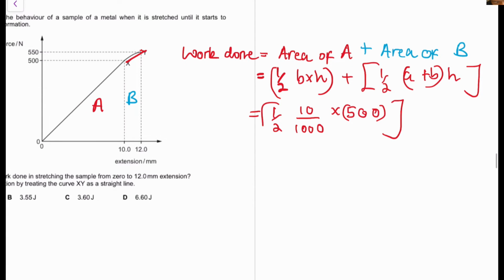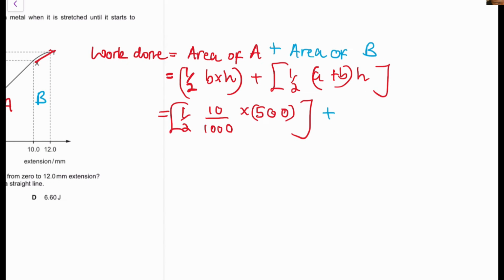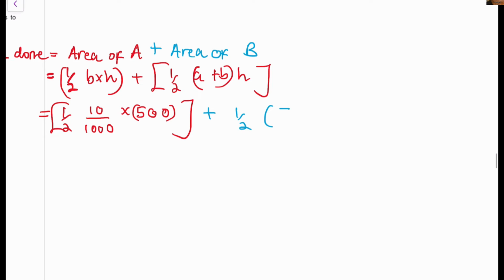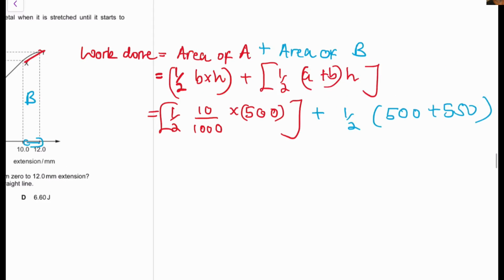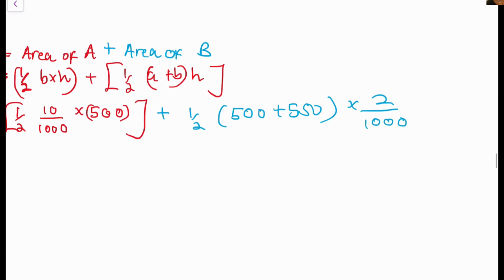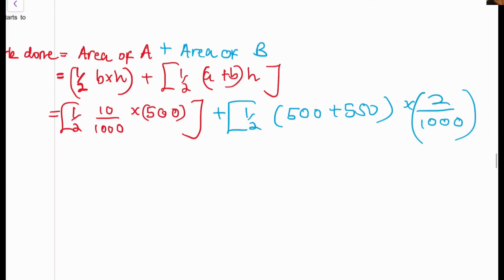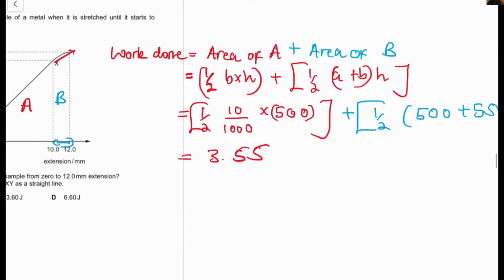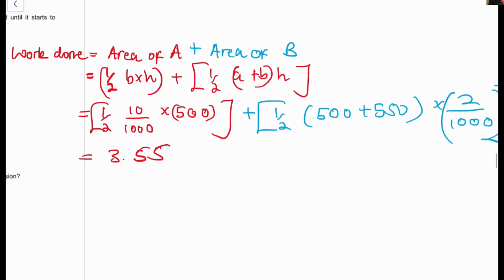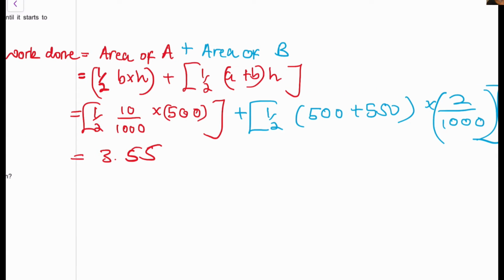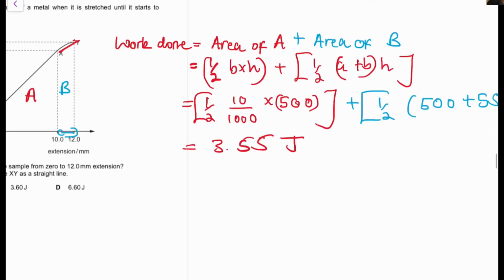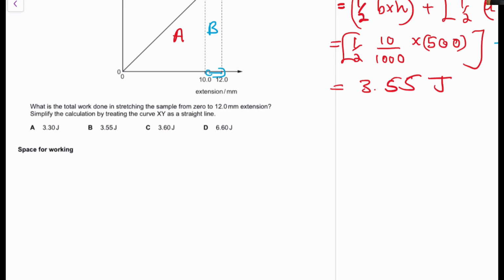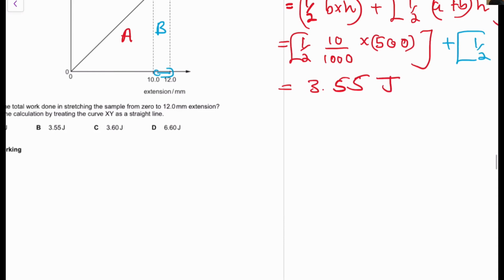Okay, so if we add the other one, it's going to be 1/2. Your a is going to be 500, and then the other one is going to be 550. Then the difference, which is this one, is going to be 2, so it's going to be times 2 over 1,000, right? And if you compute this on your calculator, you're basically going to get 3.55 joules. So that's very important for you to be able to think of that and conceptualize that in a way that you can understand. Very important. Move on to the next question.